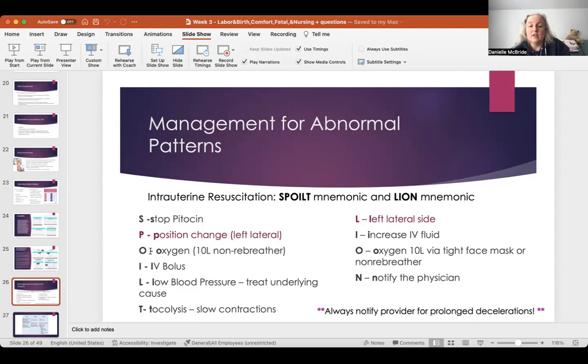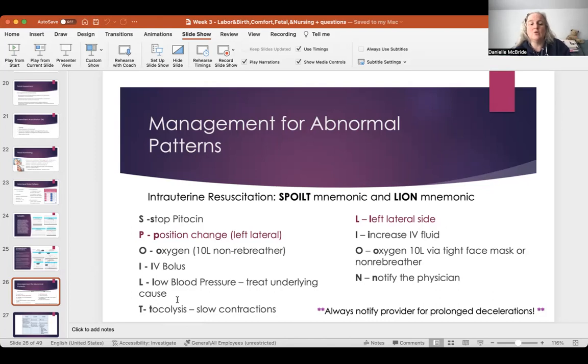Okay, oxygen. So oxygen is still on the list of things to try. In practice, we are getting away from using oxygen for treatment of abnormal patterns unless nothing else is working because it doesn't show a long-term benefit to the baby. All right, but it's still on the list. So oxygen, we can do 10 liters on a non-rebreather. IV bolus. So IV bolus is a good thing to consider if the blood pressure is low and we're having a placental perfusion issue. Low blood pressure, treat the cause. So again, if we just did an epidural, maybe I need to manage the blood pressure. Maybe I'm not perfusing the placenta well.